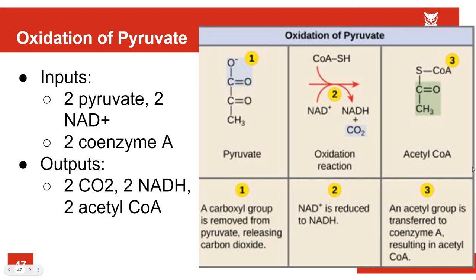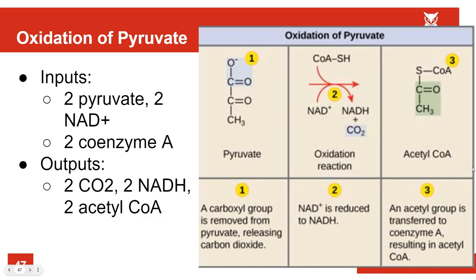So this is a carboxyl group. It is lost. That carboxyl group has 1 carbon, 2 oxygens. CO2, it gets lost, right? It's 3 hydrogens. NAD plus is reduced, means it gains electrons. Reduction is gain, to NADH. So we lose our CO2, and it gains 2 electrons. And then for acetyl-CoA, the acetyl group is transferred to coenzyme A, resulting in acetyl-CoA. So this is your coenzyme, and this is your leftover stuff after you get rid of the CO2.